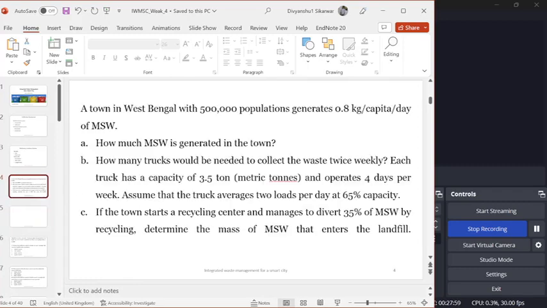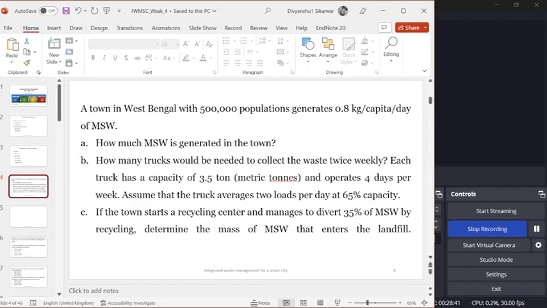Let's solve this question. A town in West Bengal with 5 lakh population generates 0.8 kg per capita per day of MSW. How much MSW is generated in the town? For calculating the answer, we know the per capita generation, which is 0.8 kg per capita per day. If we multiply it by the total population, we get how much waste is generated per day. So 0.8 into 5 lakh gives us 4 lakh kgs per day. This much waste is generated per day from this town. So this will be the answer for the first question.